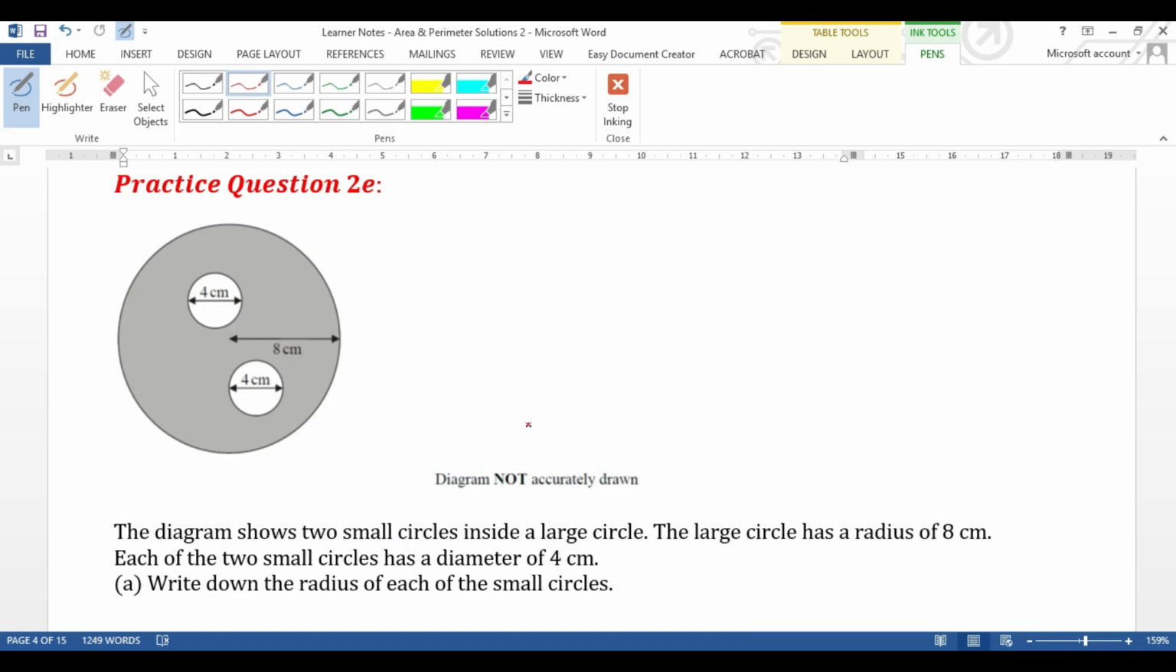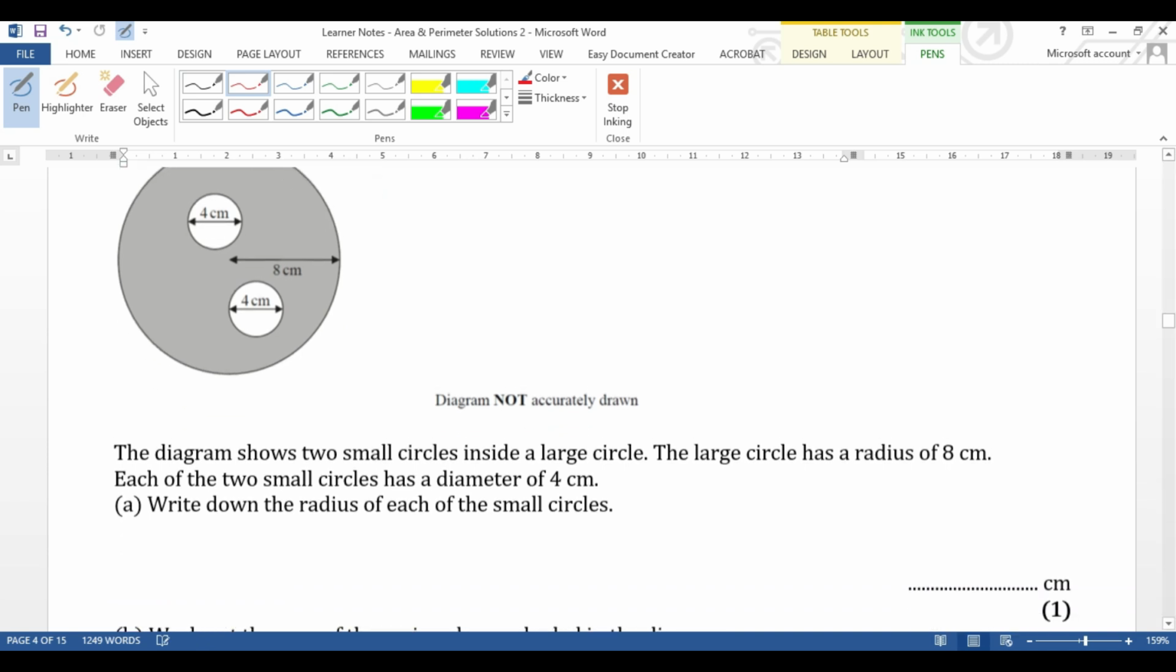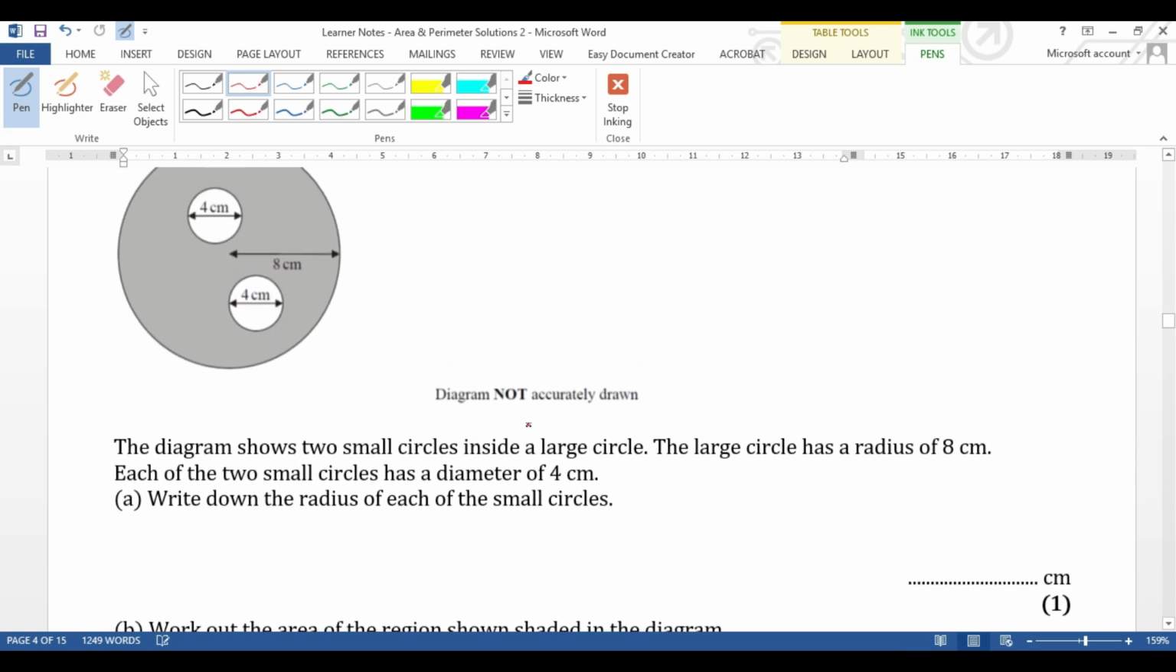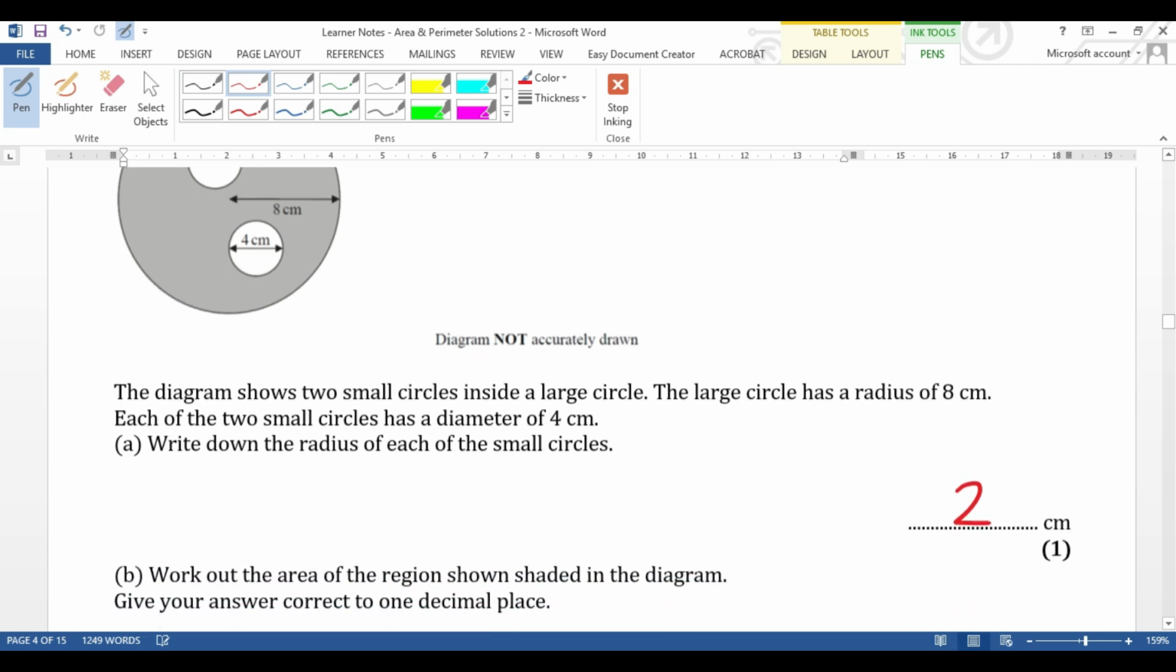Practice question 2e. The diagram shows two small circles inside a larger circle. The large circle has a radius of 8 centimeters. Each of the two small circles has a diameter of 4 centimeters. Part A says write down the radius of each of the small circles for just one mark. So hopefully that's straightforward. If the diameter is 4 centimeters, then half of that will be the radius, which is 2 centimeters. You don't even need to show any working out for that. It's just one mark. Just put your answer, which is obvious.